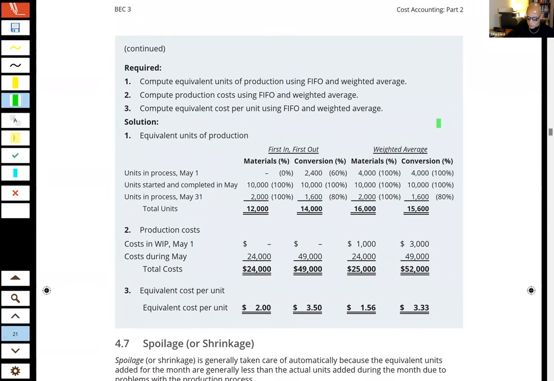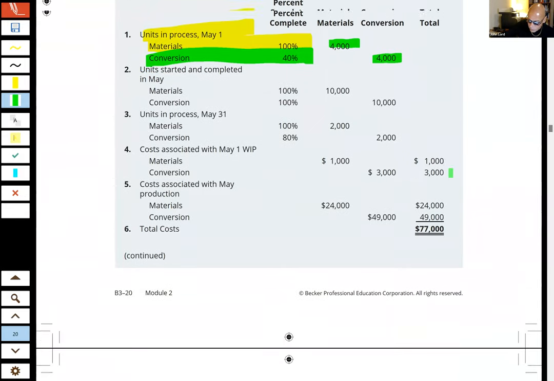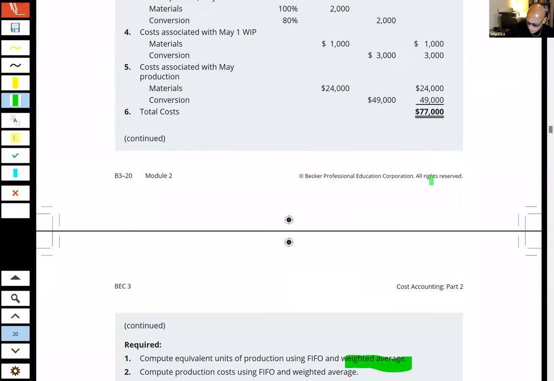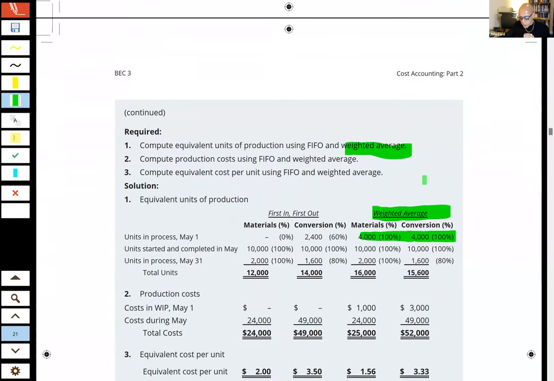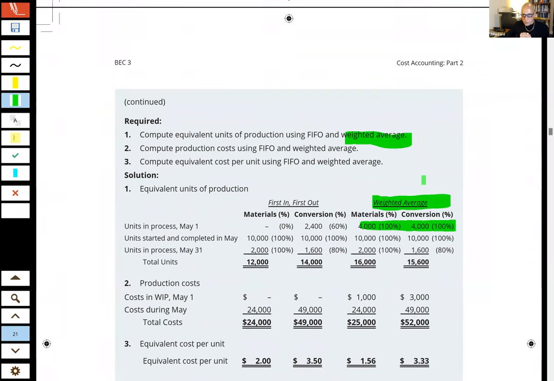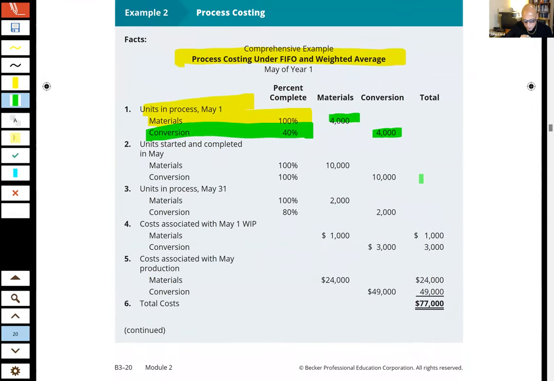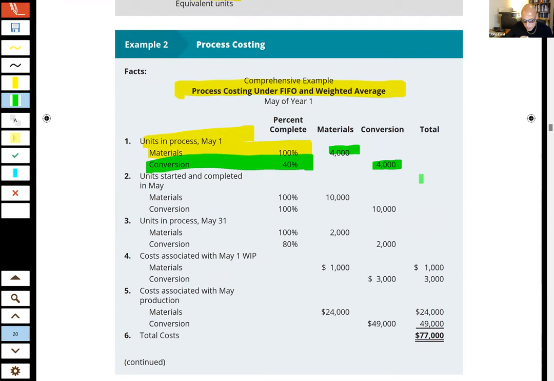Okay, so we're first going to do the equivalent units using weighted average here. They told us that for the materials, they were 100%, but for conversion, they were 40%. But notice that for the weighted average, you give yourself credit for everything you did this period, right? Then if we look at the language here, they tell us units started and completed this period, which is 10,000. Okay. And those are 100%.